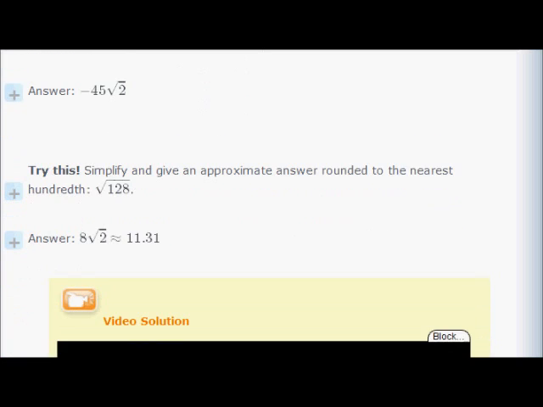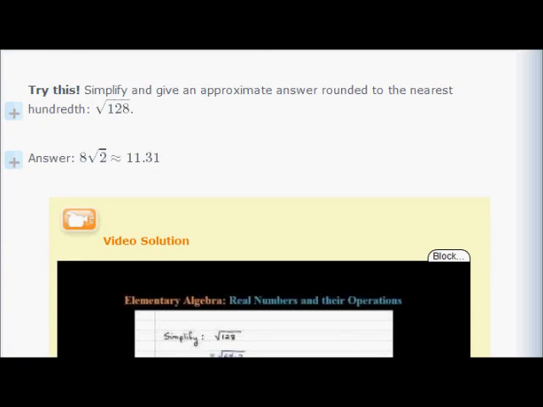Now, what if we were asked to simplify and give an approximate answer rounded to the nearest hundredth? Similar process. Here we have root 128, and you can break that up into 64 times 2. 64 is a perfect square of 8. So this is equal to root 64 times root 2, which equals 8 times root 2. And with the calculator, root 2 is about 1.4 or something. Multiply that by 8, and you'll get something approximately equal to 11.31.